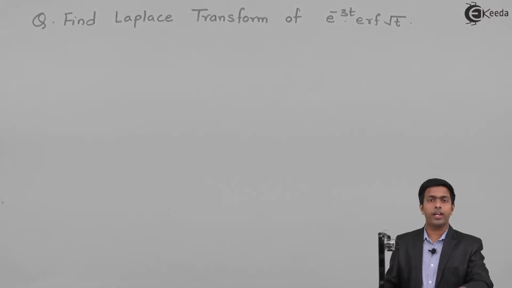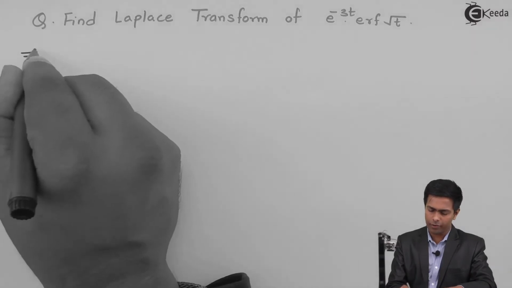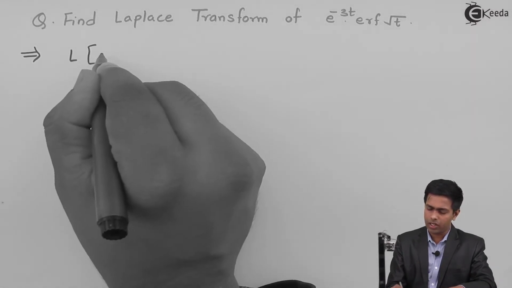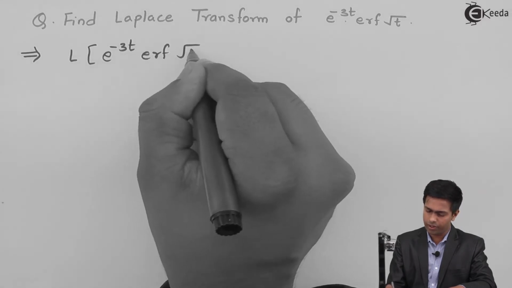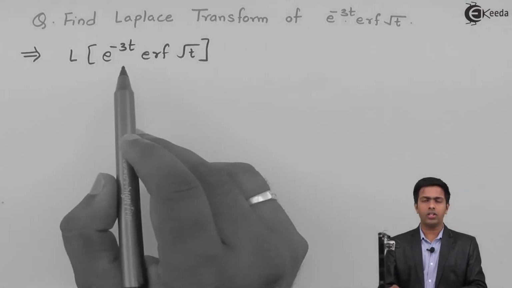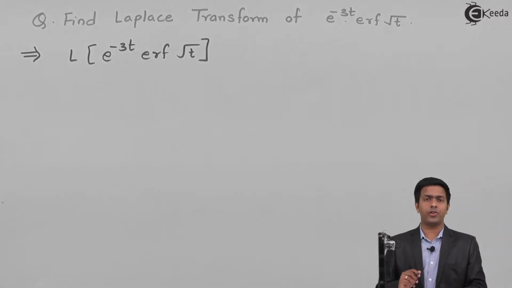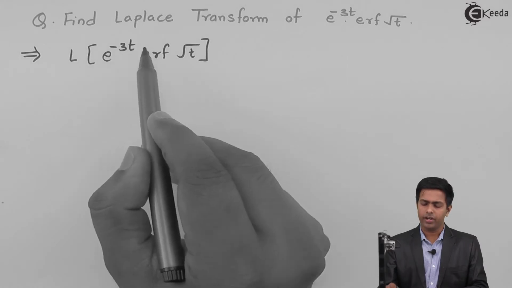So here we are going to find out the Laplace transform of e raised to minus 3t times the error function of root t. Let's write it down. We have to find the value of Laplace of e raised to minus 3t error function of root t. Now guys, if you observe the given function, it matches one property, and that property is the first shifting theorem, because it is in the format e raised to at into f of t.